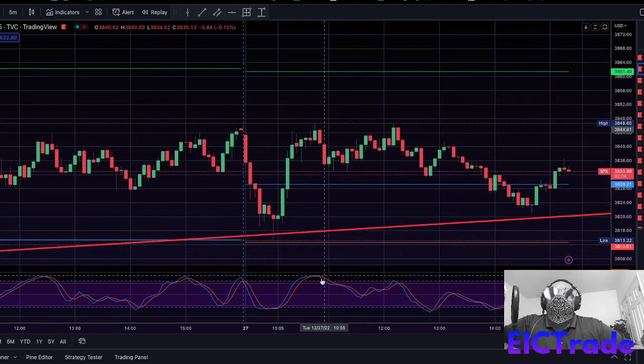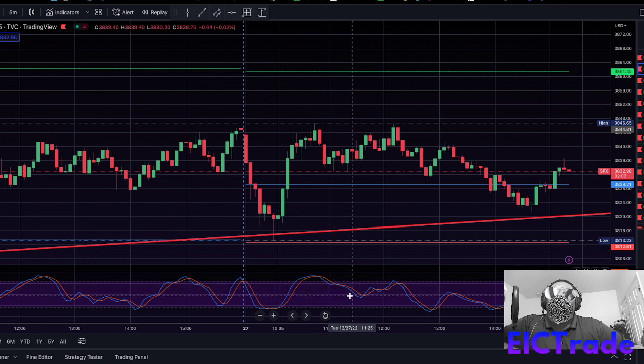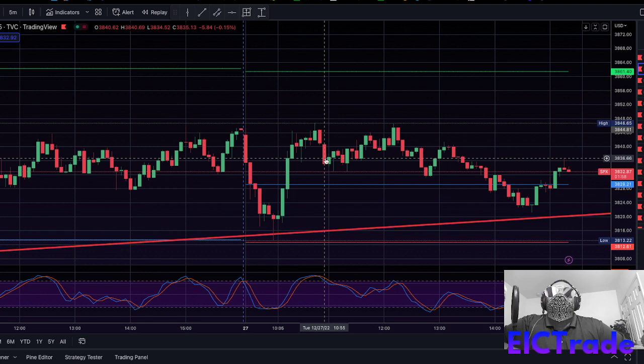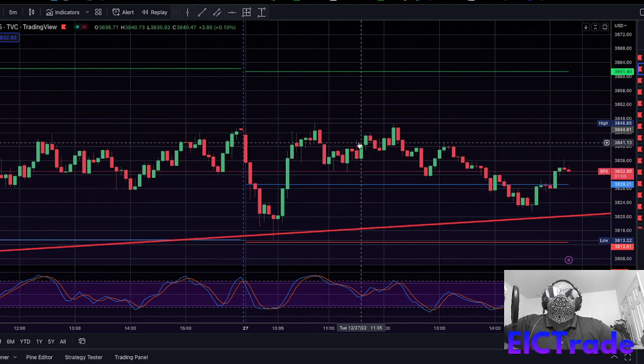And I've got a market that looks like it's relaxing into the day based on this longer red bar right here. And you can see what happened at the rest of the day.